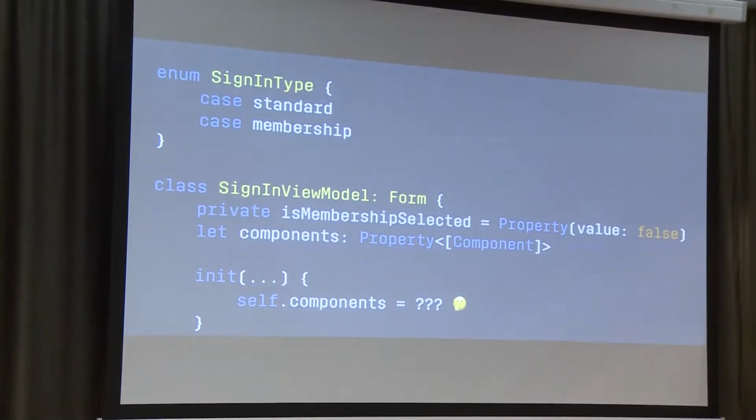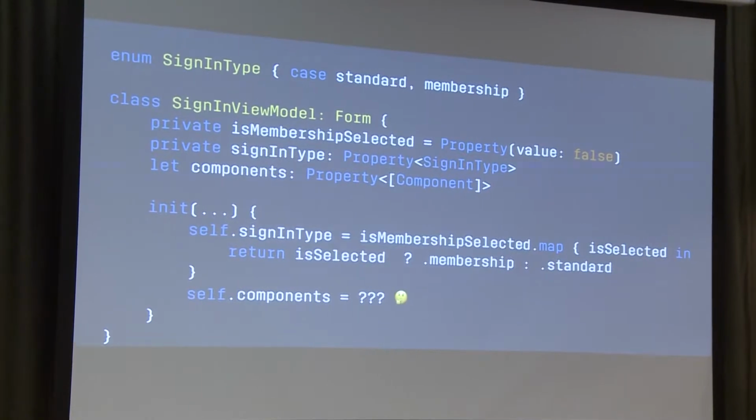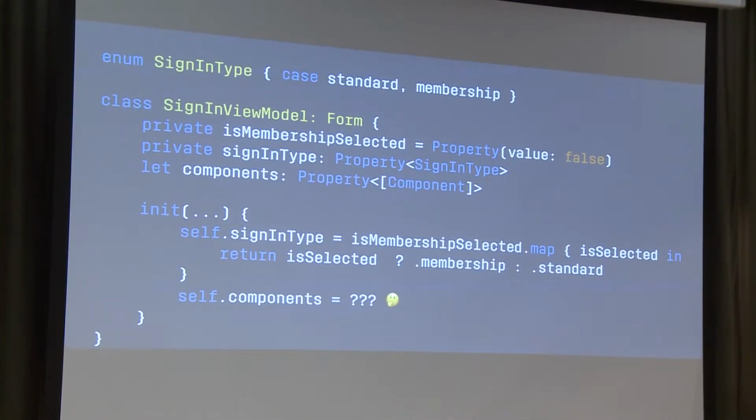So essentially, we can continue the view model and define this property isMembershipSelected, initially with the value false. And then we can define our sign-in type by deriving the state from isMembershipSelected, okay? Because sign-in type is something like: if isMembershipSelected is true, it means we are in the membership type. If not, it means we are in the standard type, okay? And this is really important. We are defining a new state in our system, but this state is not managed by ourselves, because we are deriving this state from another state that we manage.